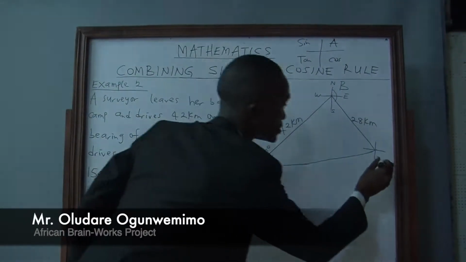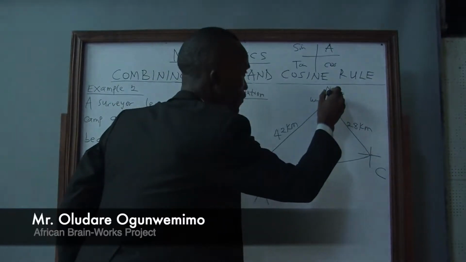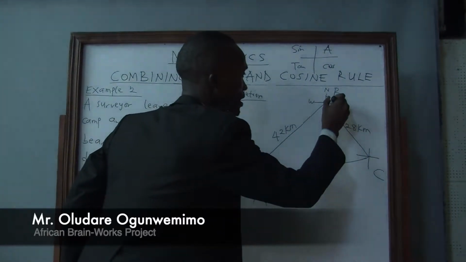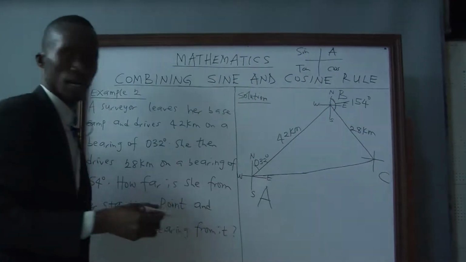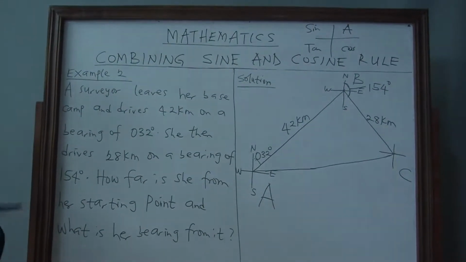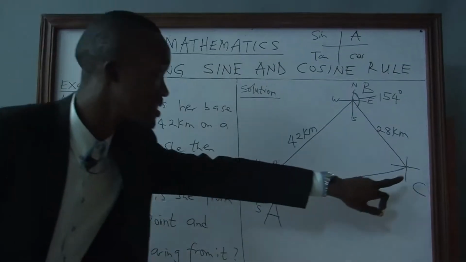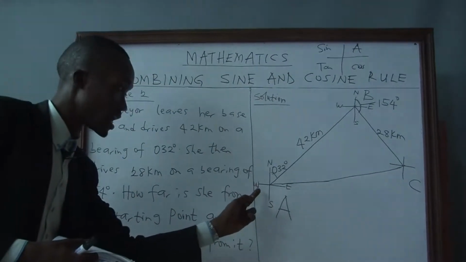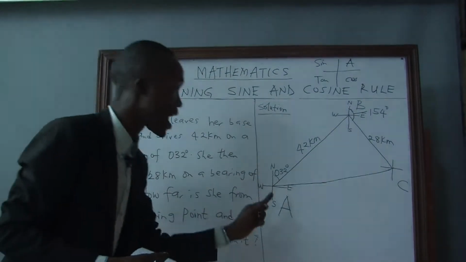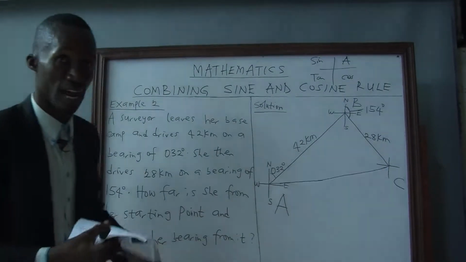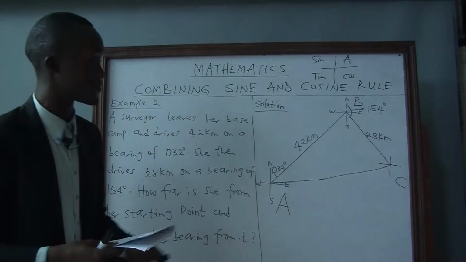So I will call this one C. The angle from A to B is 154 degrees. Now the question is asking us to calculate our distance. This is our final destination and this is our starting point. We have to calculate our distance from our starting point, so that is this line. And there are some things you need to get from A.